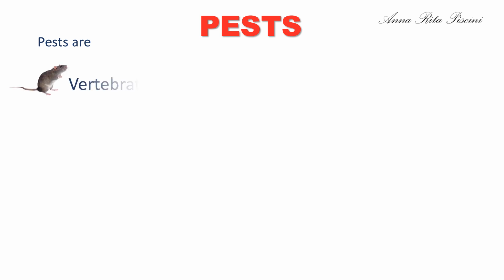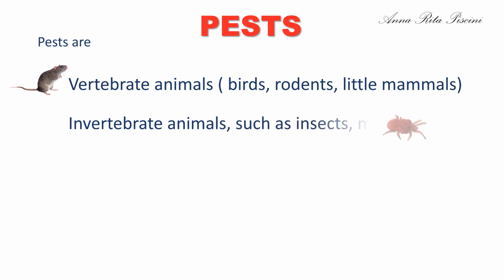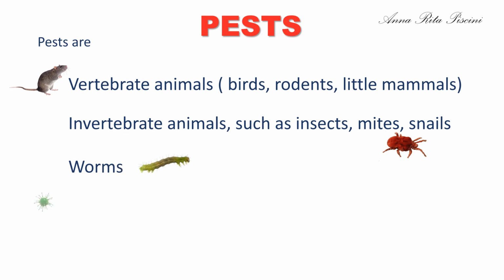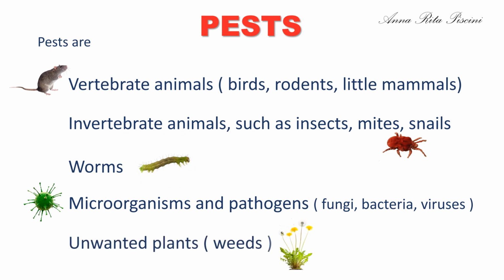Pests. Pests are vertebrate animals, for example, birds, rodents, little mammals. Invertebrate animals, such as insects, mites, or snails. Worms. Microorganisms and pathogens, fungi, bacteria, and viruses. And unwanted plants, that is, weeds.